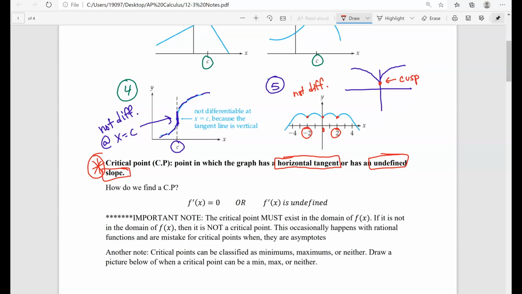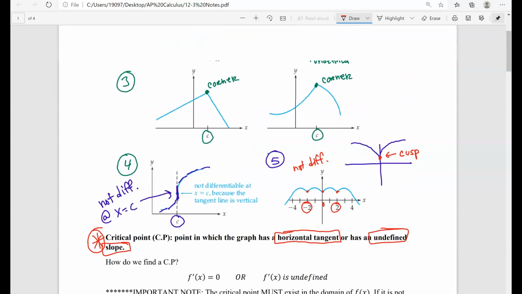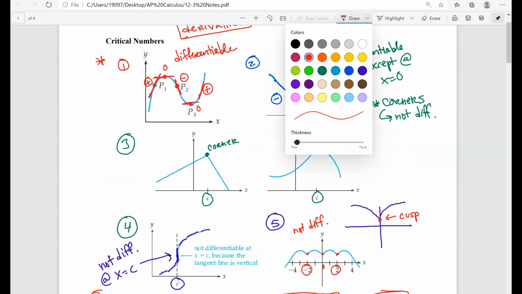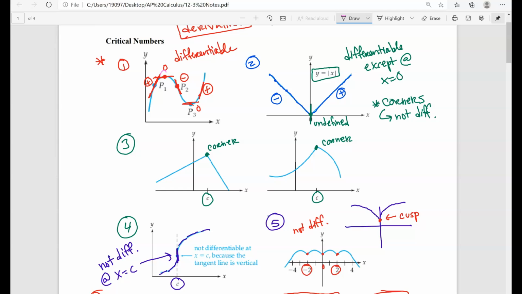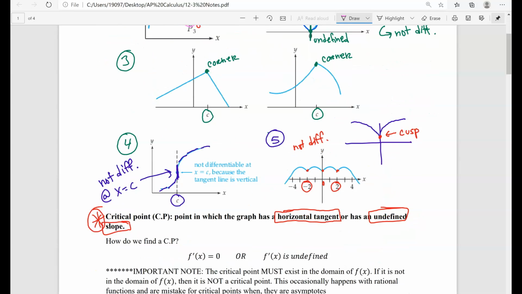You're either going to have a horizontal tangent or you're going to have an undefined slope. So you can see that whenever we find a critical point, they will appear whenever you have a horizontal tangent. If we go back up and see where exactly the tangent lines were horizontal, you can see that they were horizontal here and here. So it's basically at the bump. If you think about this as a mountain, it's at the highest point and at the lowest point. So that's where the graph has a horizontal tangent.